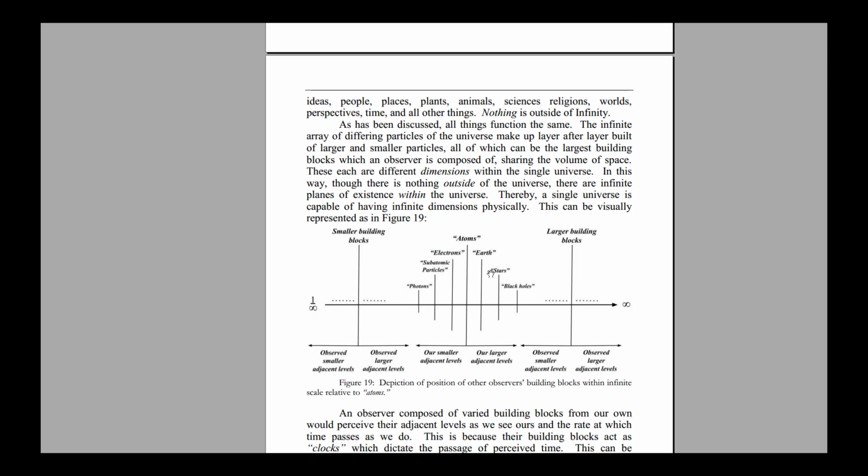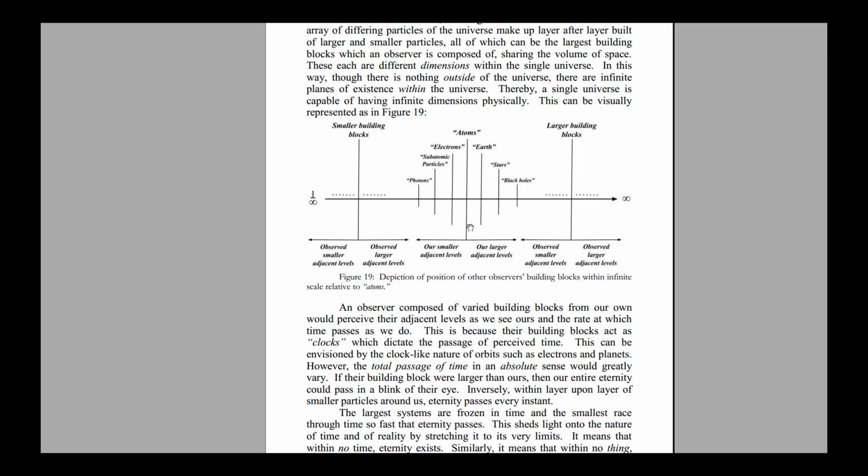The infinite array of differing particles of the universe make up layer after layer built of larger and smaller particles, all of which can be the largest building blocks which an observer is composed of, sharing the volume of space. These each are different dimensions within the single universe. In this way, though there is nothing outside of the universe, there are infinite planes of existence within the universe. Thereby, a single universe is capable of having infinite dimensions physically. This can be visually represented as in Figure 19.